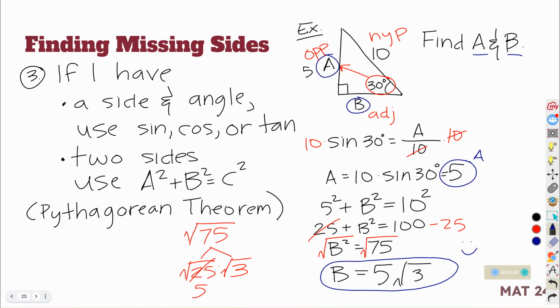Sometimes in Delta Math, they're going to say give a decimal answer, in which case you can just shove square root of 75 in your calculator. If they say exact or they say reduced radical, they're looking for this. So go through that reduction process.